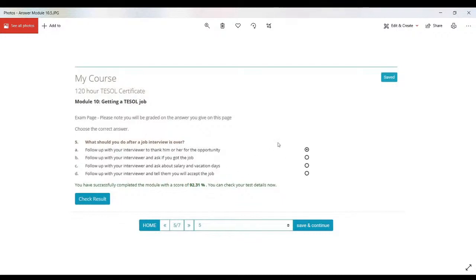Number five, what should you do after a job interview is over? Follow up with your interviewer to thank her for the opportunity. Okay, yun yung sinabi ko kanina, no? Kung merong email address, which is napaka-normal ngayon, no? May email address, send them an email right away. Or you may call them as well. Pero mas maganda kung i-email mo na lang sila. At least your name remains there in their mind. Mababasa nila yung email mo. Okay, save and continue.